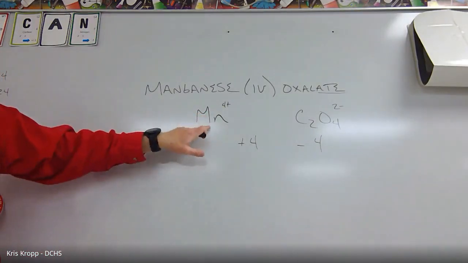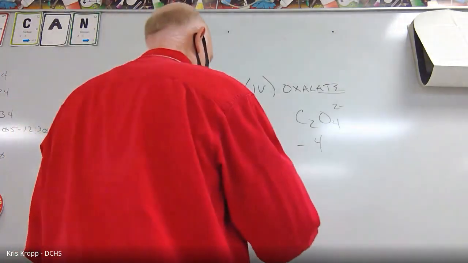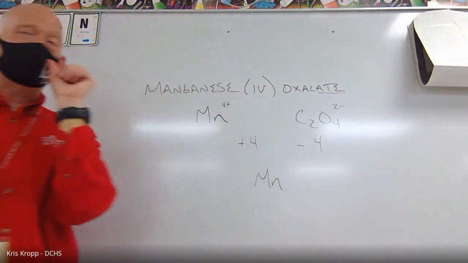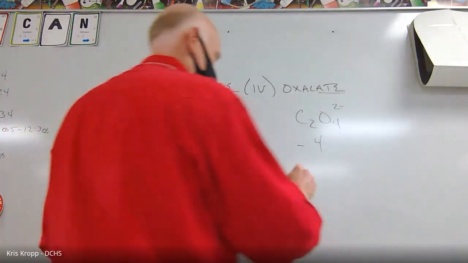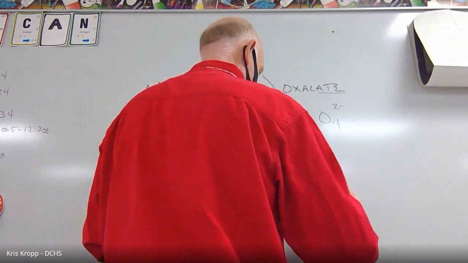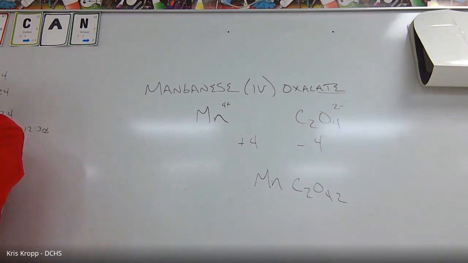Okay, so how many manganese ions does it take me to get to +4? Just the one, it's already there, it has a charge of +4. How many oxalate ions does it take me to get to -4? 2 of them. What does that look like? C2O4 2. Do I really want 42 oxygens? No. What do I want? I want 2 oxalates, right?